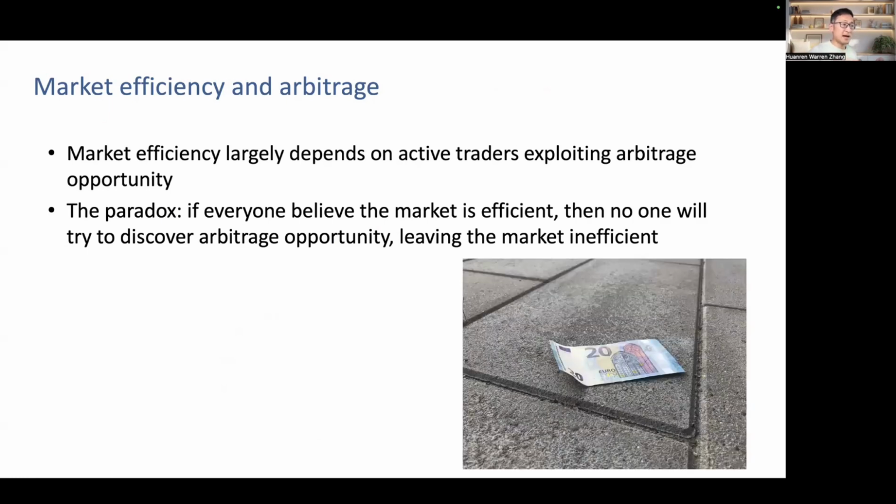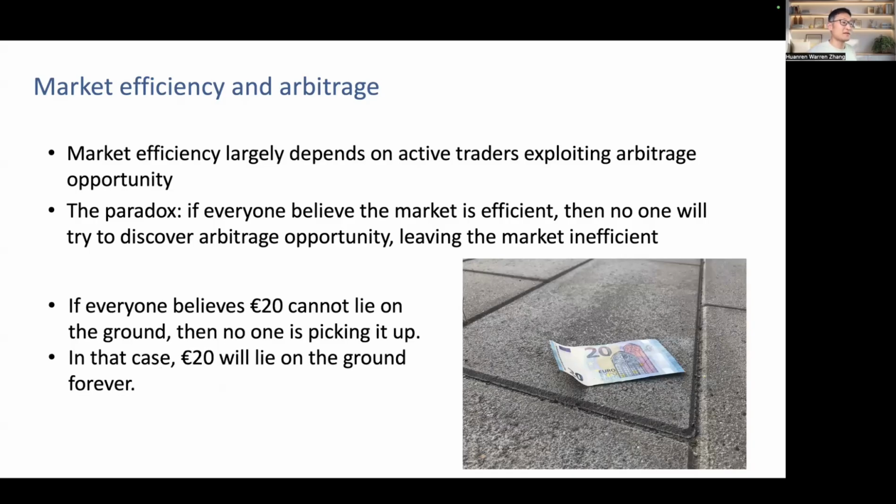So getting back to our interesting example of this 20 euro bill on the ground, right? If everyone believes the market is efficient, if everyone believes that everyone else is rational, then everyone would assume that there is no 20 euro lying on the ground and no one will pick it up. But in that case, the 20 euro will lie on the ground forever. No one will ever pick it up. Right? So that is the paradox.